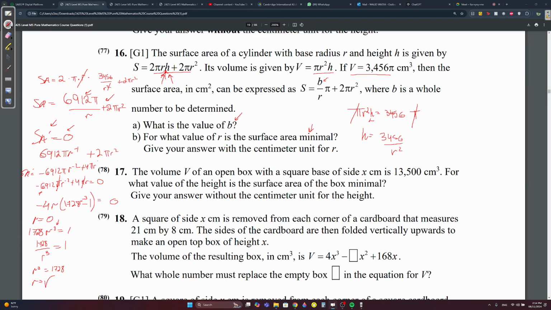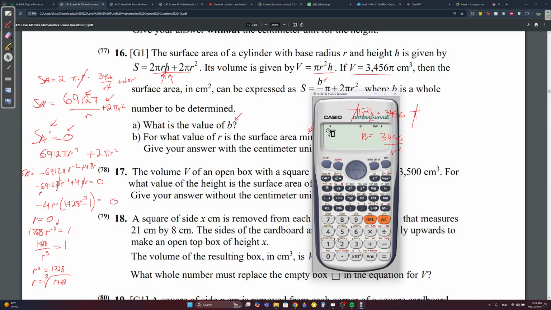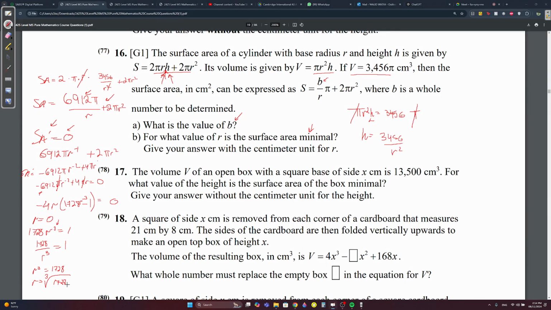You're going to get cube root of 1728, which I think was 12. I'm not sure. Cube root of 1728. Yeah, 12. Okay. So you get now two values. You got r equals 0 and r equals 12. This one will be rejected. Why is it rejected, guys?